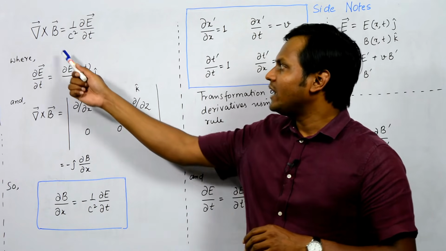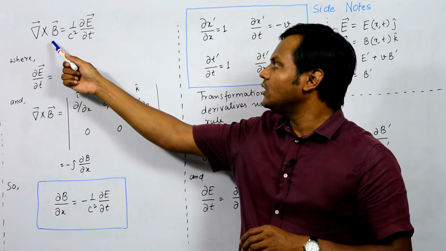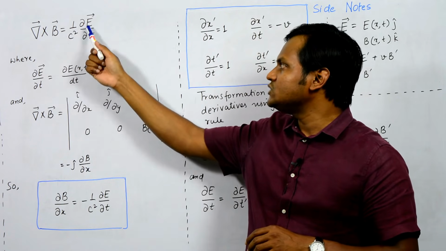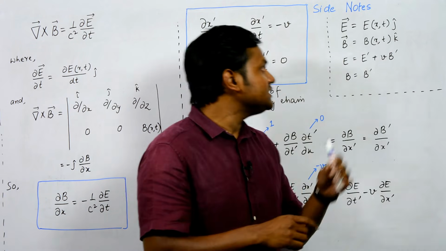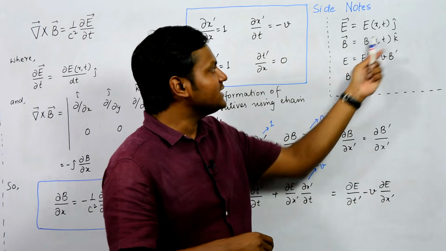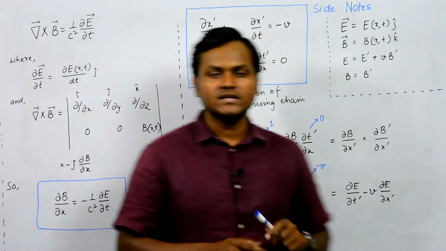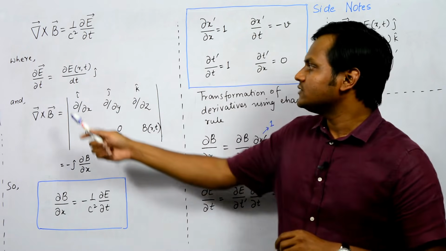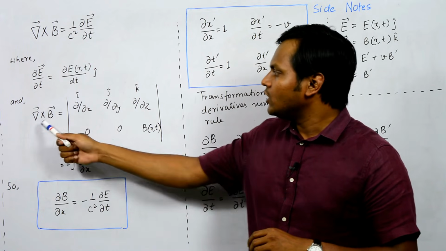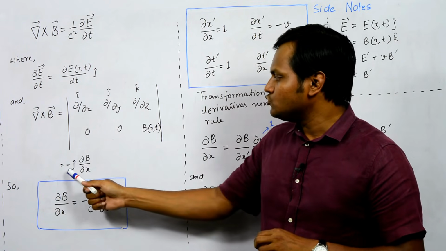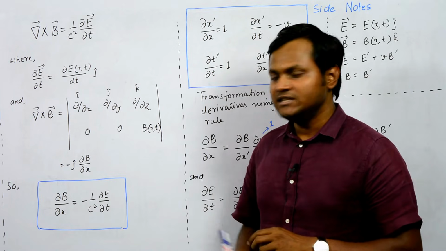I take the fourth Maxwell's equation, which is the curl of the magnetic field is equal to 1 by c square del E by del t. Now I have taken a very specific case where the electric field is in the y-axis and the magnetic field is in the z-axis. If I apply that case here, del E by del t simply is del E by del t in the y-axis, and the curl of the magnetic field simply transforms into minus del B by del x in the y-axis.